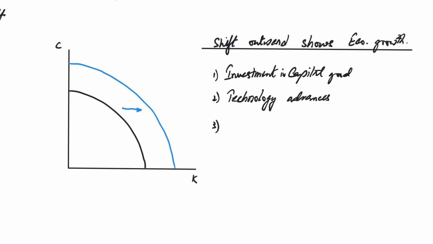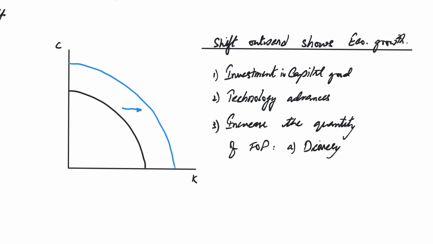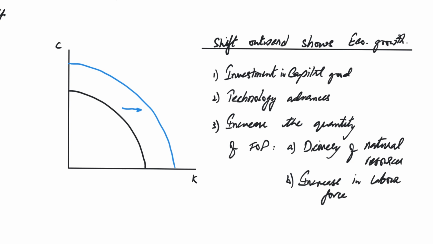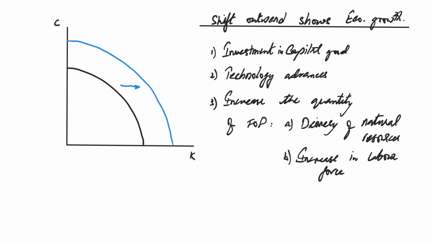Uske साथ, if you're able to increase the quantity of the factors of production, quantities I mean by like discovery of natural resources, or increase in labor force. You can do like immigration of people and they can come into your country. You will have more labor force. There are certain ways you can do this.